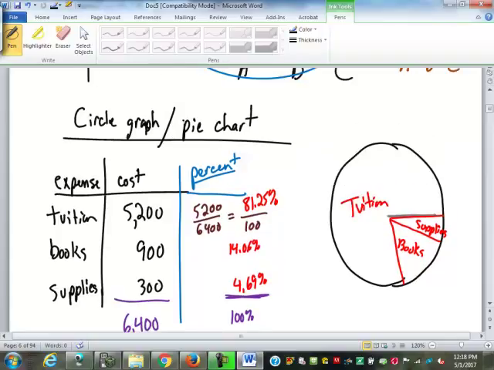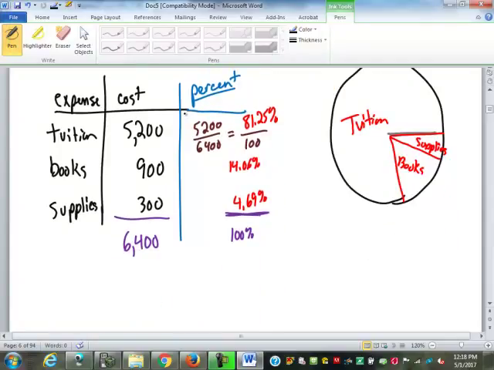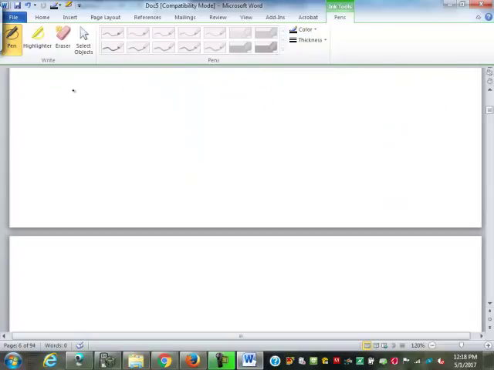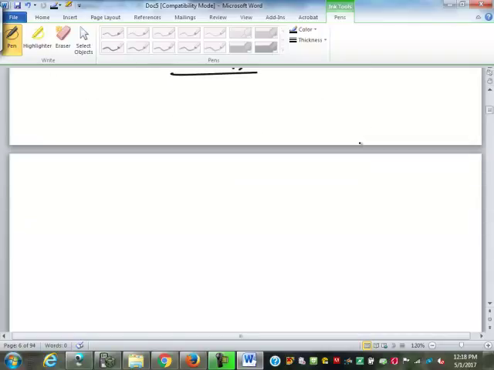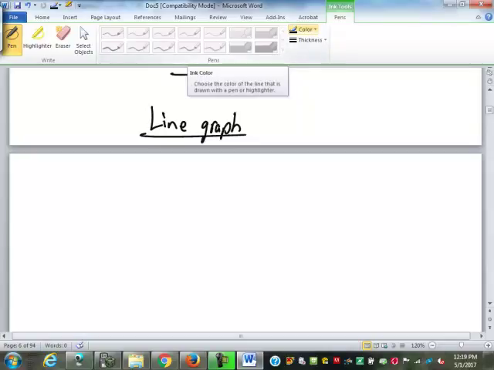Okay, the final type of graph I'm going to talk about here in the last 2 minutes. All the graphs we've talked about so far are just a single snapshot in time at one point in time comparing different values. This graph compares one value at different points in time. It's called a time series graph. And a time series graph is usually a line graph. At least that's the most common one we look at.